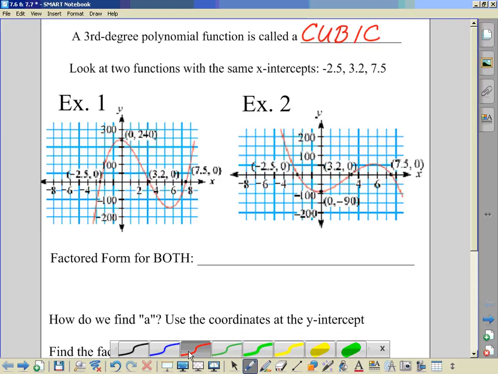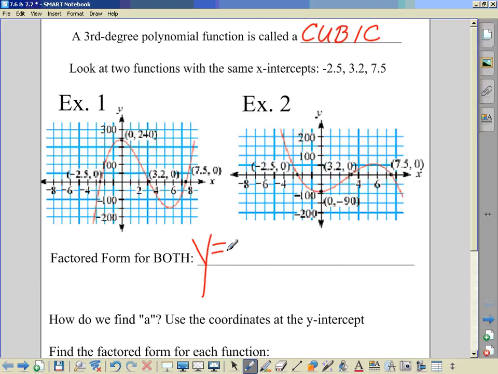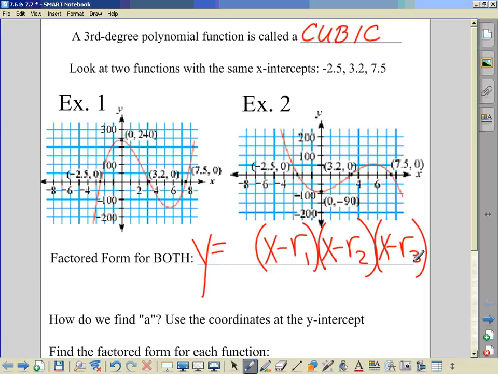So what we're going to do is start with factored form. And for a parabola, factored form was x minus r1 times x minus r2. That was for a parabola with maximum 2 roots. Well, now we have cubic functions that may or may not have 3 roots to them. So we're just going to tack on a third parenthesis with x minus r3. Root 1, root 2, root 3. So these two cubics will actually look very similar.